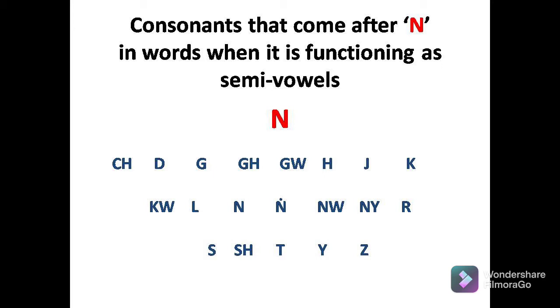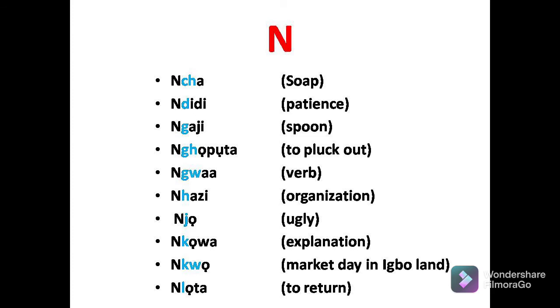You see there are lists of consonants that come after it in words. These consonants are produced inside the oral cavity. They are produced inside your mouth. So all those consonants that are produced inside the oral cavity come after the letter N in words. Let's look at them in words.